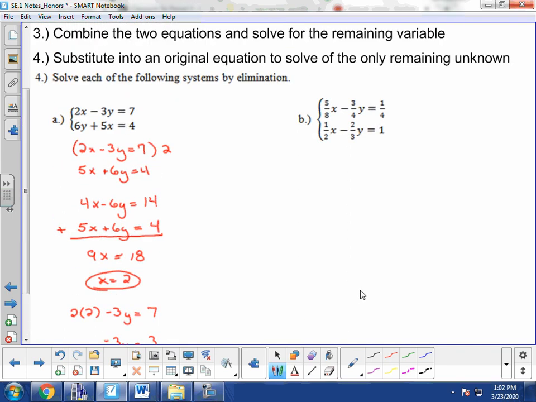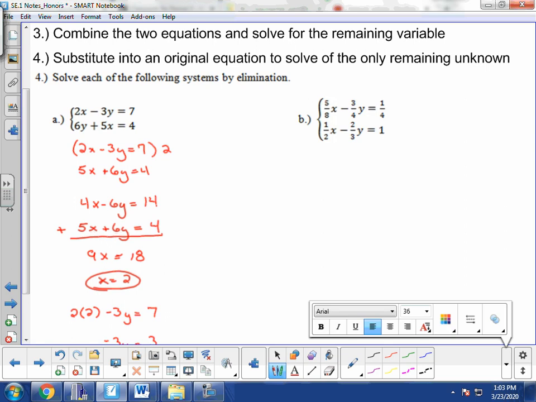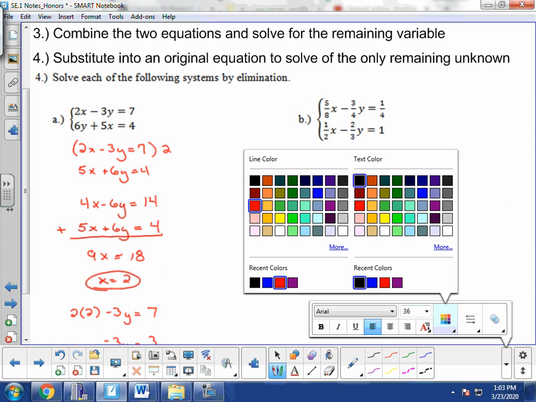Now notice that in B your notes probably say something a little bit different if you copied the notes or printed the notes off from the page. I'm not sure if I fixed them by the time they went up, but this second equation should be 1/2 x minus 2/3 y equals 1. Now, probably what a lot of people struggle with here would be fractions. So what we can do is actually get rid of the fractions first.